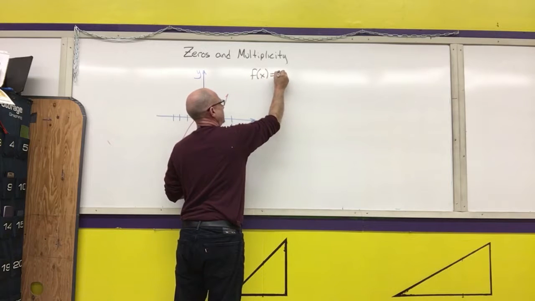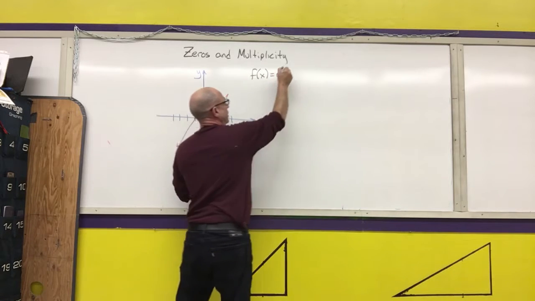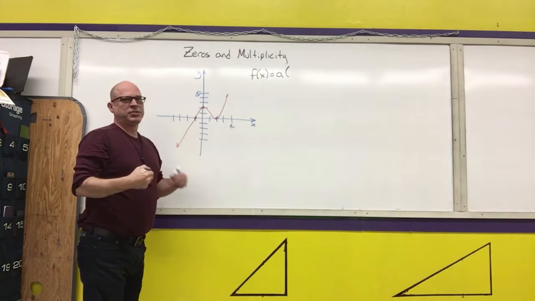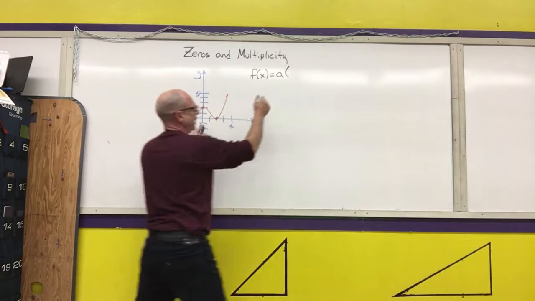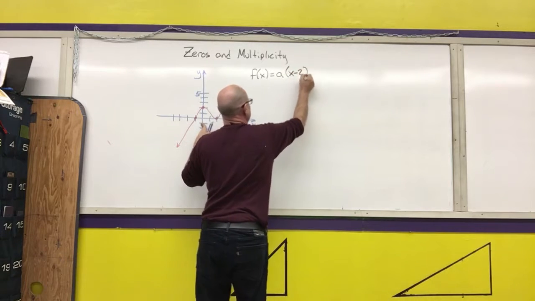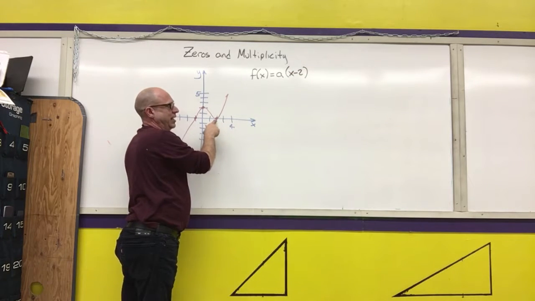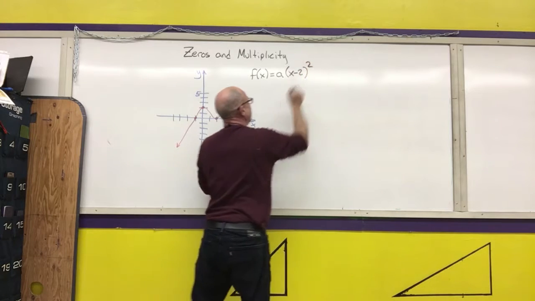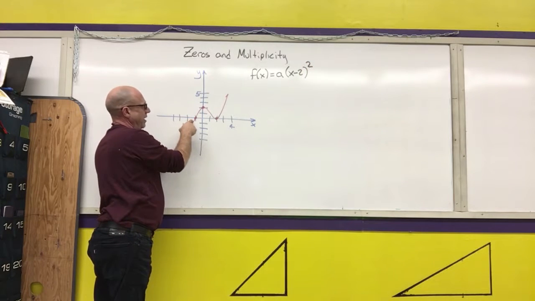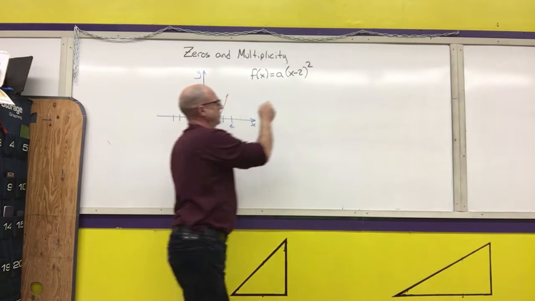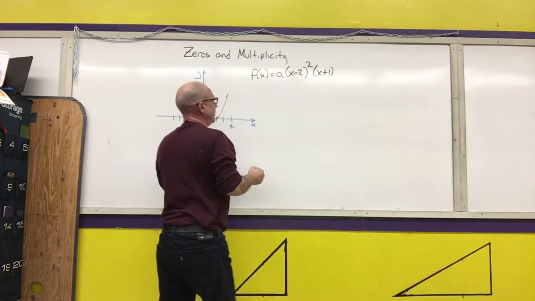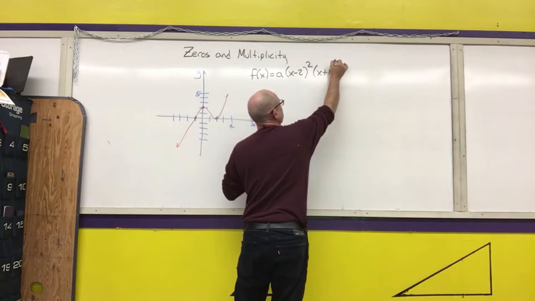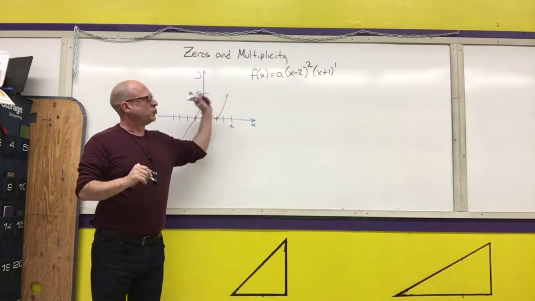Well, my polynomial function is some coefficient times my zeros raised to a power. Well, I have a 0 at 2. So the factor would be x minus 2. It touches the graph, so it has to be even. Let's come back over here. I have a 0 at negative 1, so I have a factor of x plus 1. It's odd because it crosses. And this is one answer.